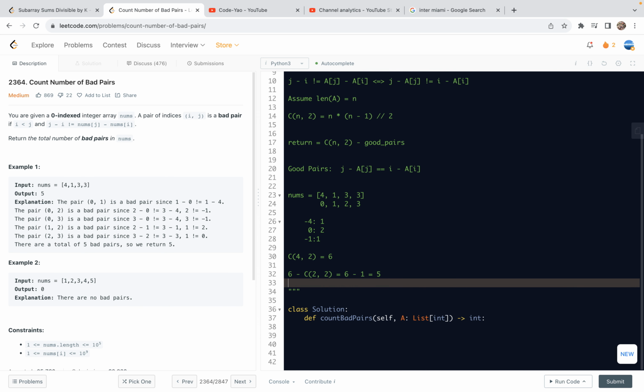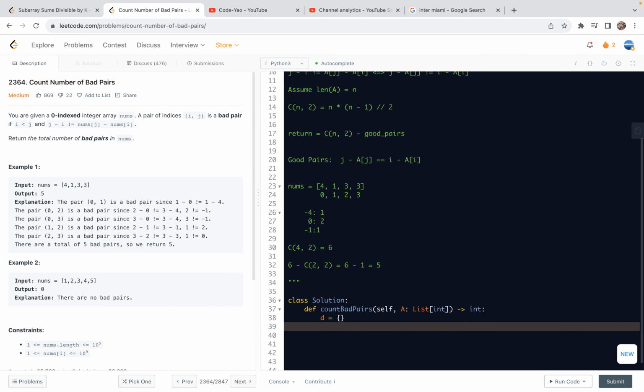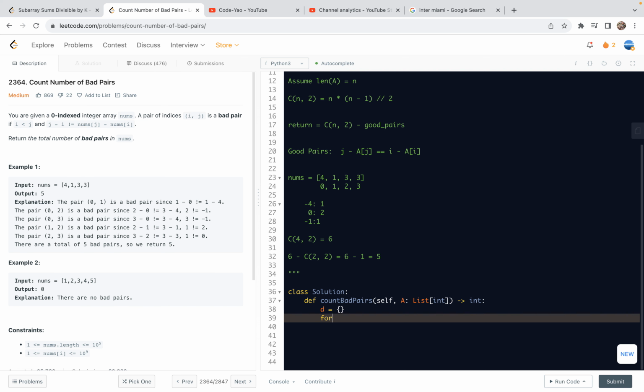So with that said, basically writing a solution for this problem is rather straightforward. Here we're going to initialize a dictionary, and then we're going to iterate or scan this list. So here the index comes into play explicitly. So we're going to do this for i, y in enumerate A, right?